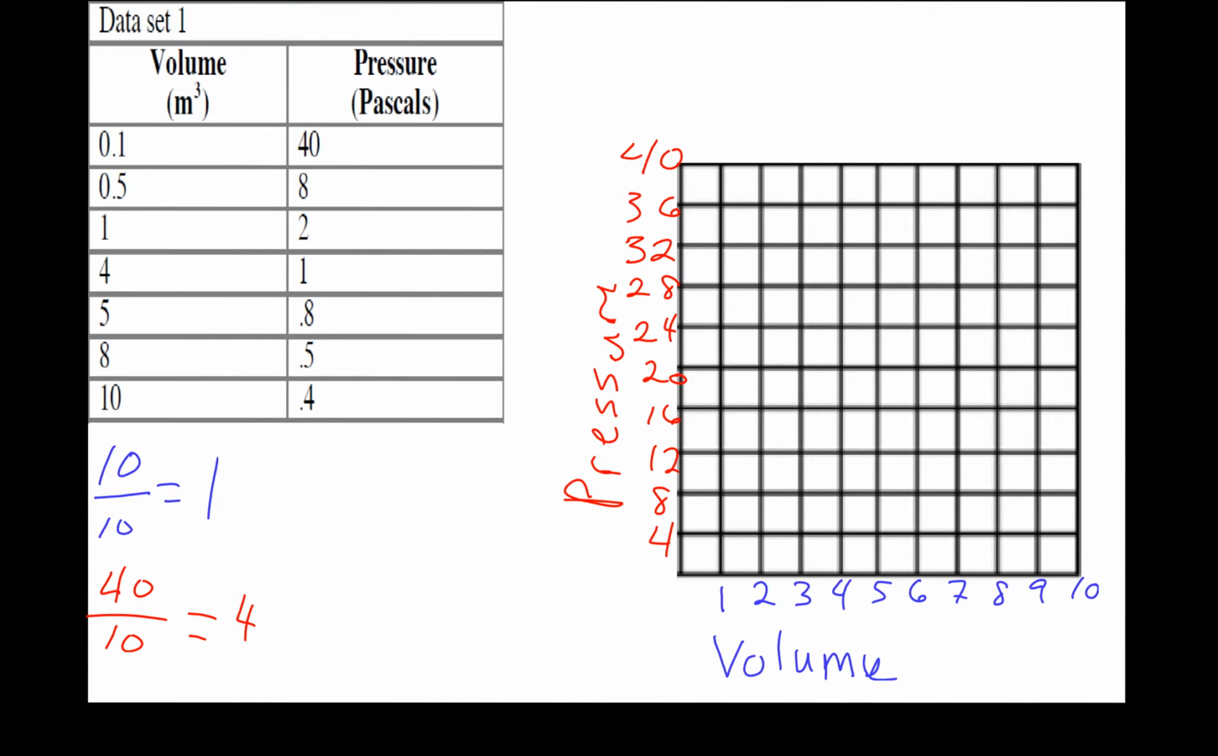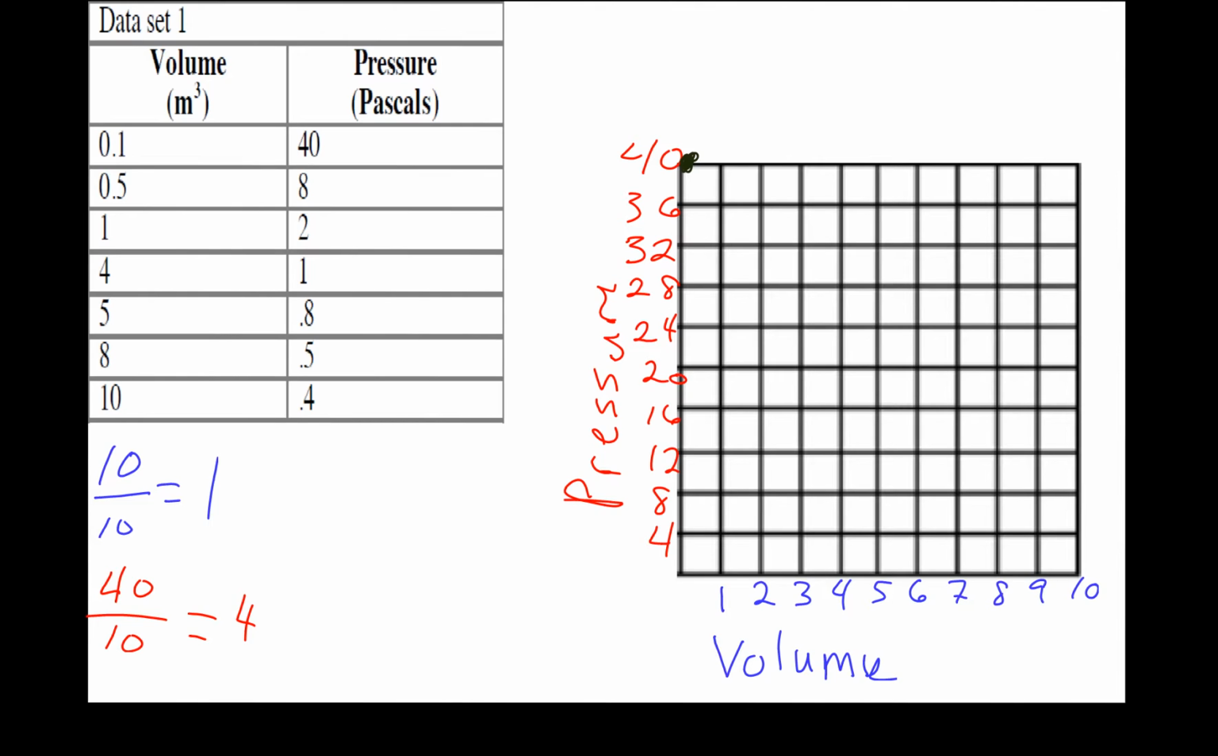Now that I have my pressure and volume scaled out, I'm going to go ahead and plot out my data points. I'm going to start out with the first one, which is going to be 0.1 and 40. 0.1 is going to be over here, and 40 is going to be all the way at the top. So I'm going to put my first point right up there. My next one is going to be 0.5 and 8. So 0.5 is in the middle, and then 8 is going to be right here.